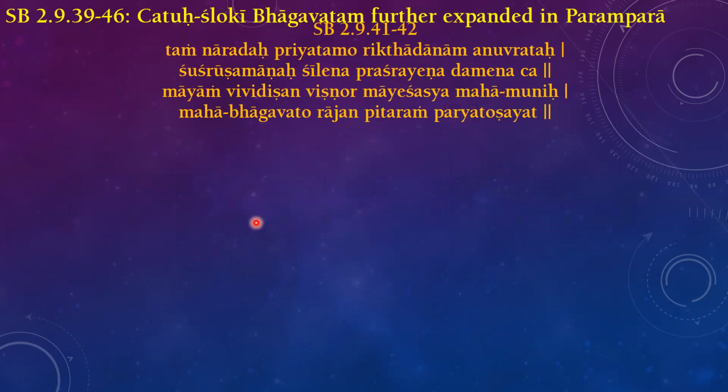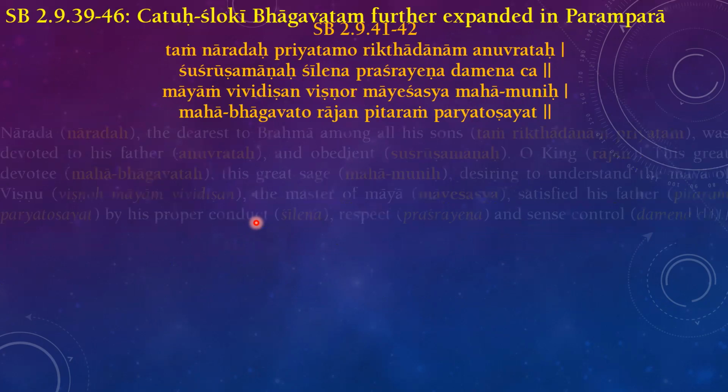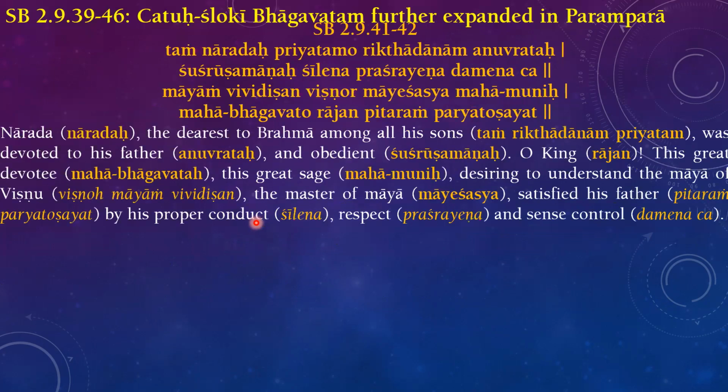Tam Narada Priyatamo Rikta Dhanam Manuvrata Susrushamana Shilena Prashrayena Damena Cha Mayam Vividishan Vishnor Maye Shasya Mahamuni Mahabhagavato Rajan Pitaram Paryatoshayat. Narada, the dearest to Brahma among all his sons, was devoted to his father and obedient. O king, this great devotee, this great sage, desiring to understand the Maya of Vishnu, the master of Maya, satisfied his father by his proper conduct, respect, and sense control.